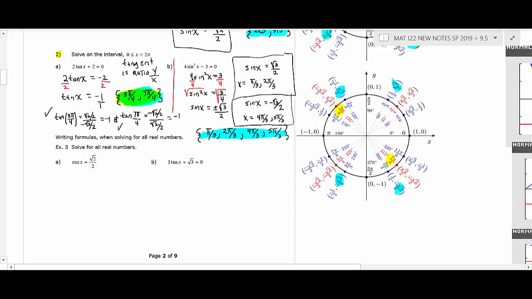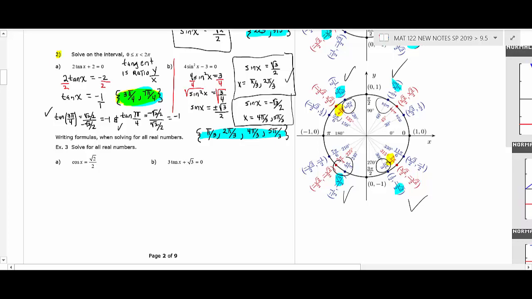The sine of x is root 3 over 2, which happens here and there at pi over 3 and 2 pi over 3. And then the sine is negative root 3 over 2 down here and down there. That's 5 pi over 3 and 4 pi over 3. So those would be your solutions to your problem.